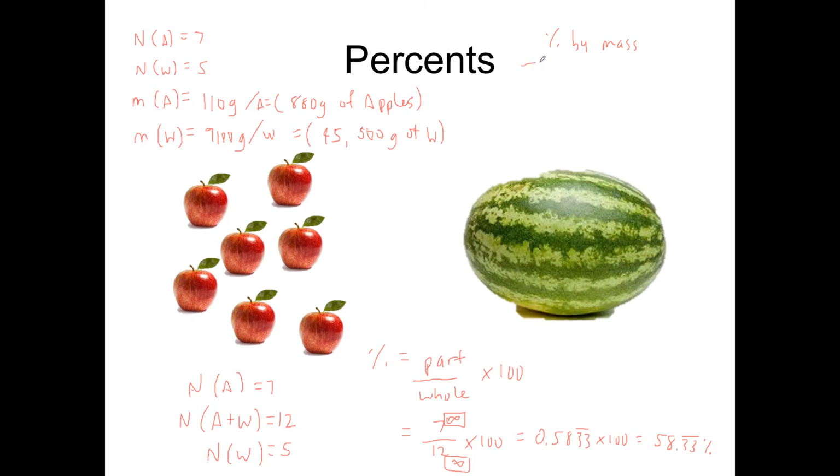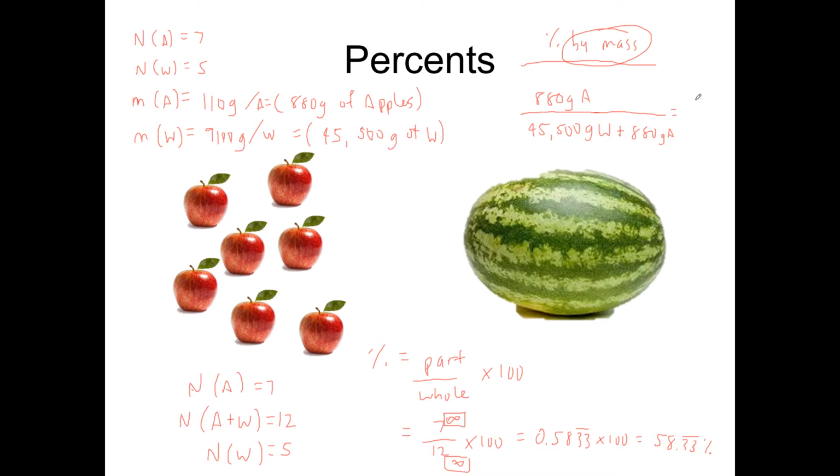Now, if I do percent by mass, then I've got to take my part. What was the question again? Calculate the percent of apples now. And the percent of apples now, if it's percent by mass, wow, big difference, is going to be 880 grams of apples over 45,500 grams of watermelon, plus 880 grams of apples, because it's got to be the total, the whole.